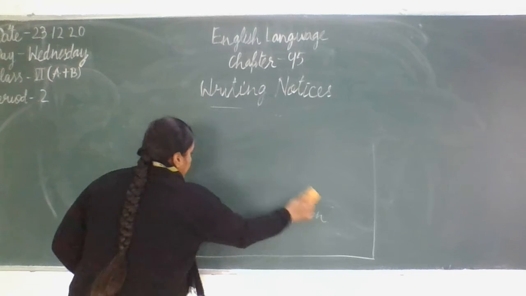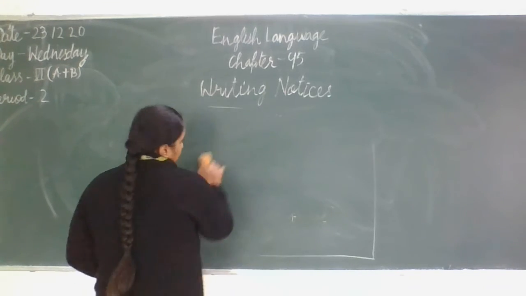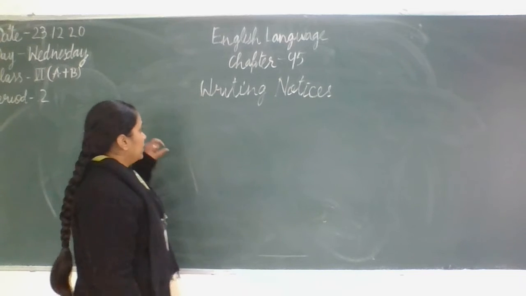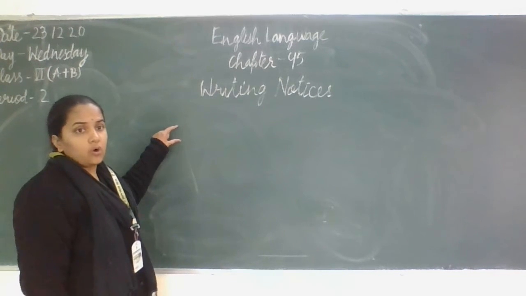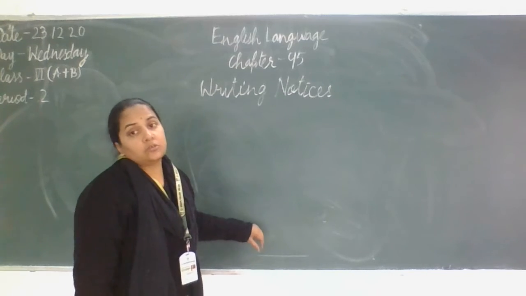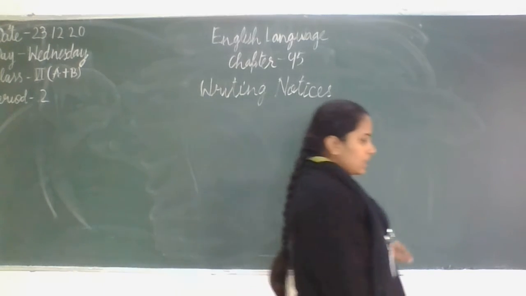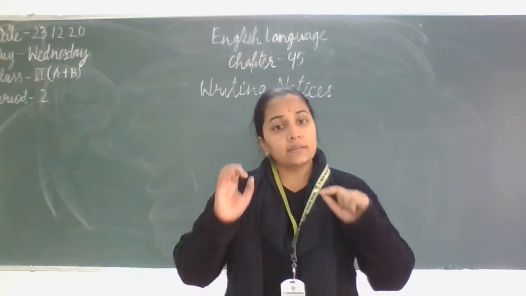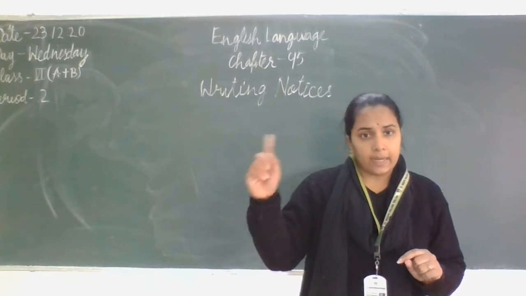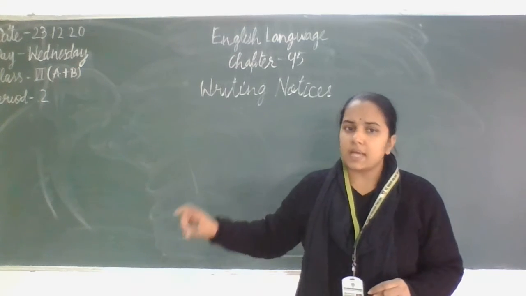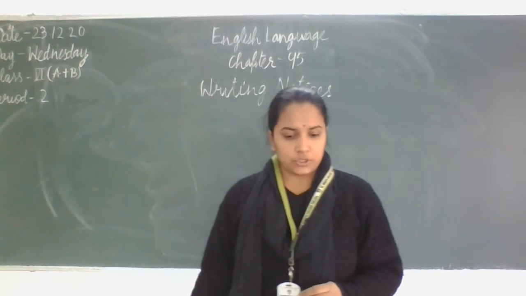And do not forget to draw the box, and everything will be written in the center. We did not start anything from the corner. All the things will be written in the center of the box. Nothing we will start from the corner. And the same sequence: the headline, then the name of the event, date, time, place, and the description.